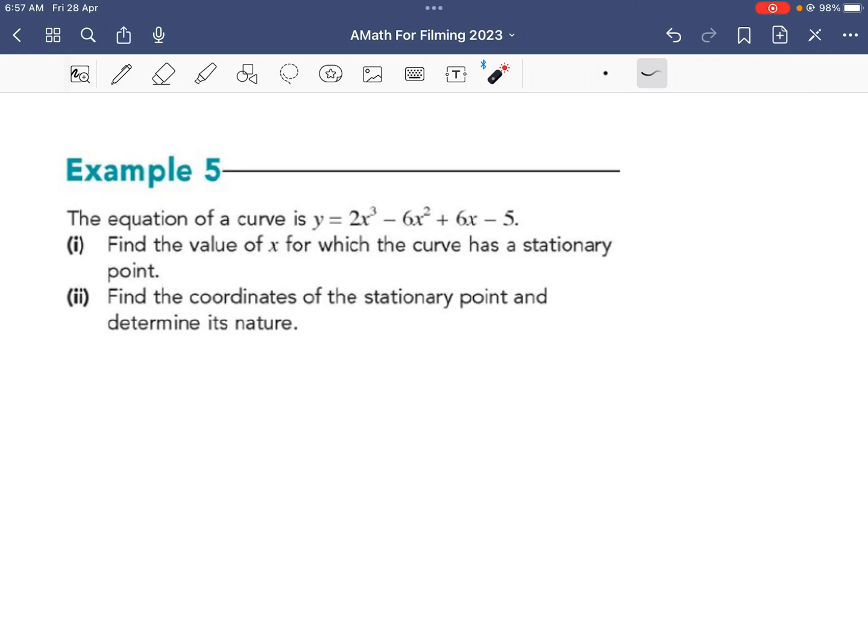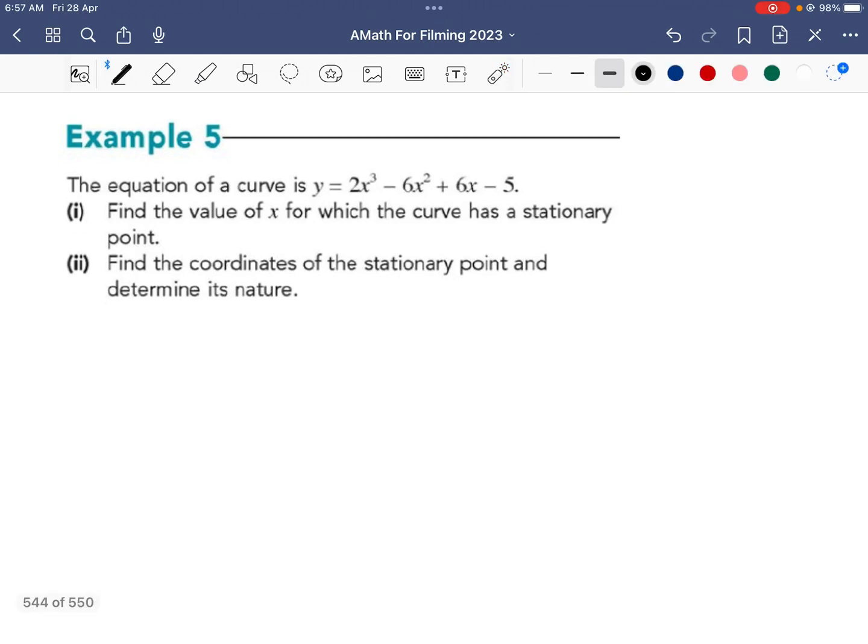Now we move on to example 5. I believe that this is the last example for this chapter. The equation of a curve is given by this. Find the value of x for which the curve has a stationary point. We've done this about 10 times, so I'll go quickly here.